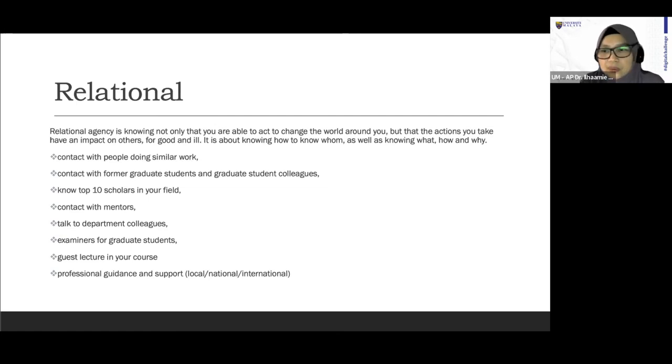And then you need to talk to your colleagues, as I've mentioned. You cannot stand alone, you need to mingle, you need to collaborate, not just with your department members, but also with other people outside of Universiti Malaya. And you need to be examiners for graduate students, be a guest lecturer in your course, and you need to seek professional guidance and support, either locally, nationally, or internationally. Okay, next.